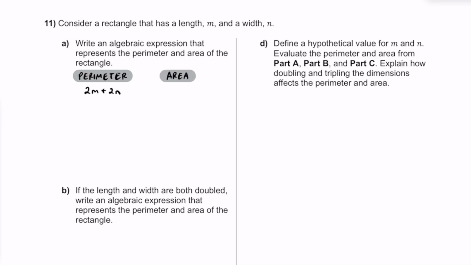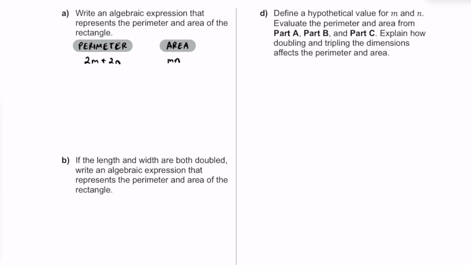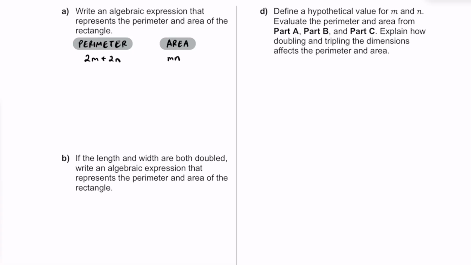And then for the area of the rectangle, we just have to go ahead and multiply the length and width together. So we can just write something like m times n, or mn. So this right here would represent the perimeter of this rectangle, and this expression over here represents the area of the rectangle. All right, now let's take a look at part B. In part B, this says that if the length and the width are both doubled, write an algebraic expression that represents the perimeter and area of this rectangle.